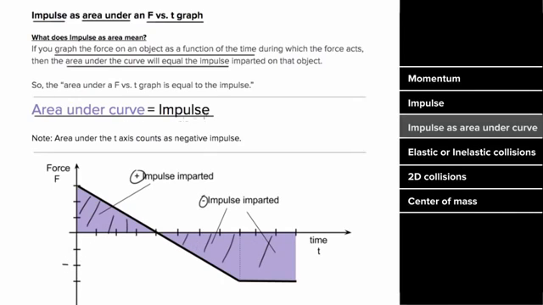Why do we care that the area is equal to the impulse? Well, if we can find the area, that would equal the impulse, and if that's the net impulse on an object, that would also equal the change in momentum of that object, which means we could figure out the change in velocity of an object.